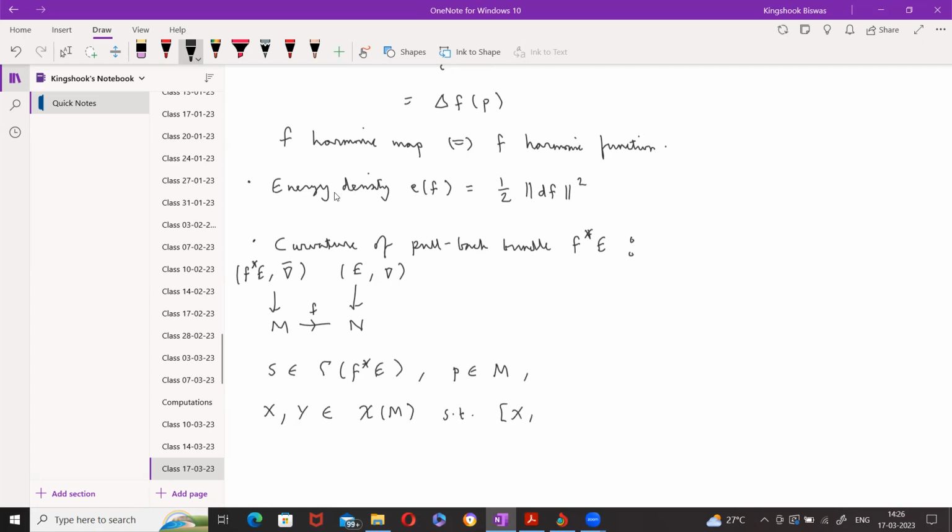Such that the bracket of X, Y is 0 in a neighborhood of P. And we take S_i to be a local basis of E in a neighborhood of F of P.